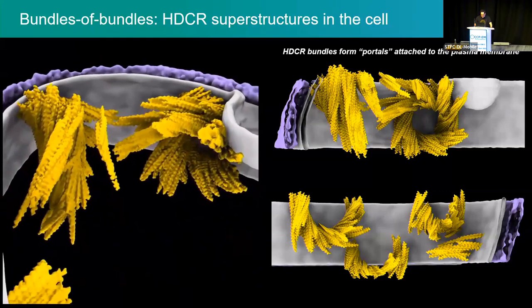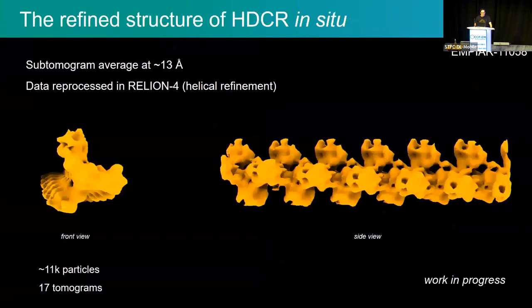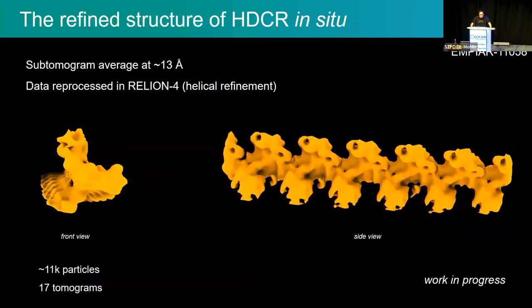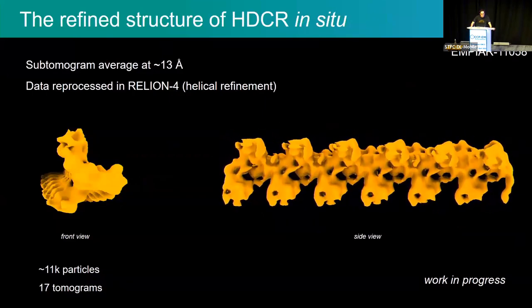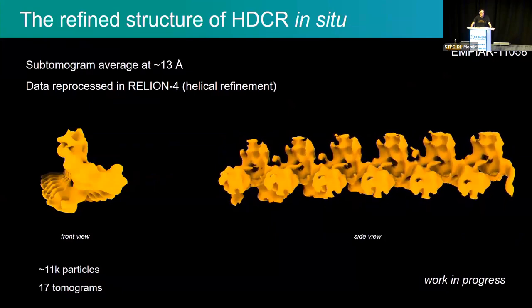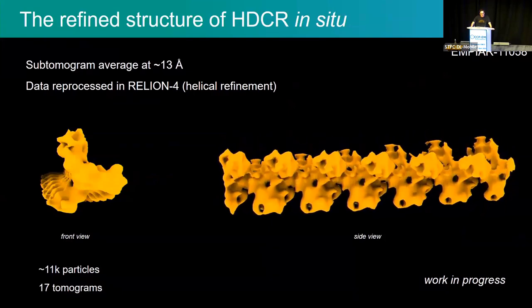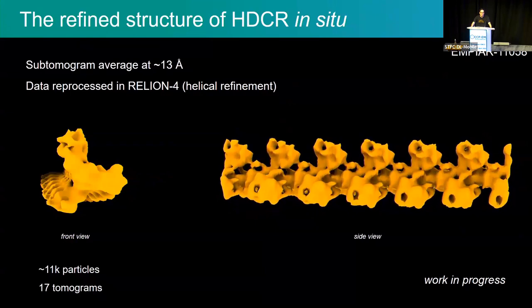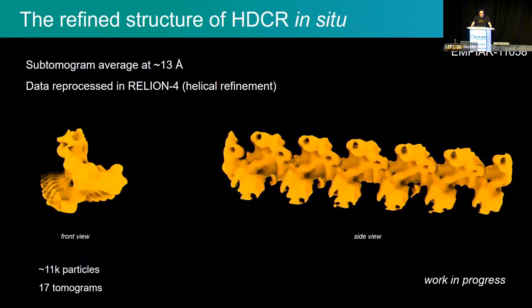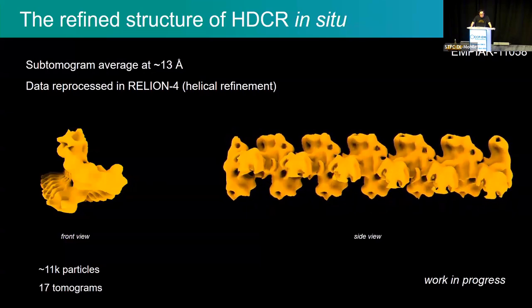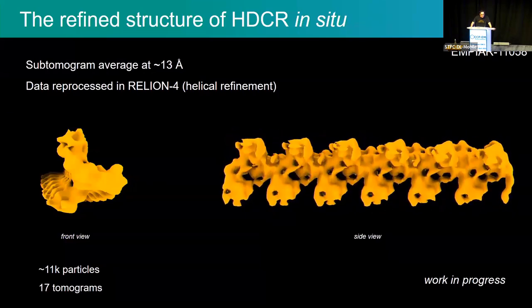And after that, more recently, I think RELION 4 was not available at the time that I started working on this project, but later I could learn how to use RELION 4 and I could reprocess this data. And now I could push the resolution of the HDCR filaments to about 13 angstroms. We are now working on fitting the models into this map. This is still work that is ongoing.